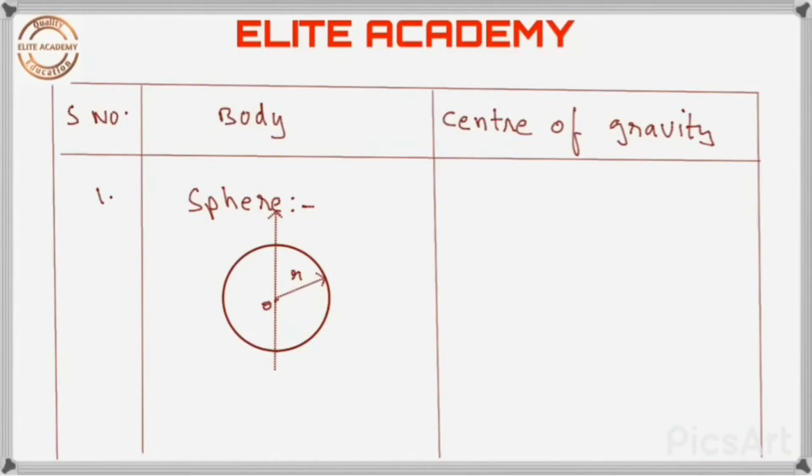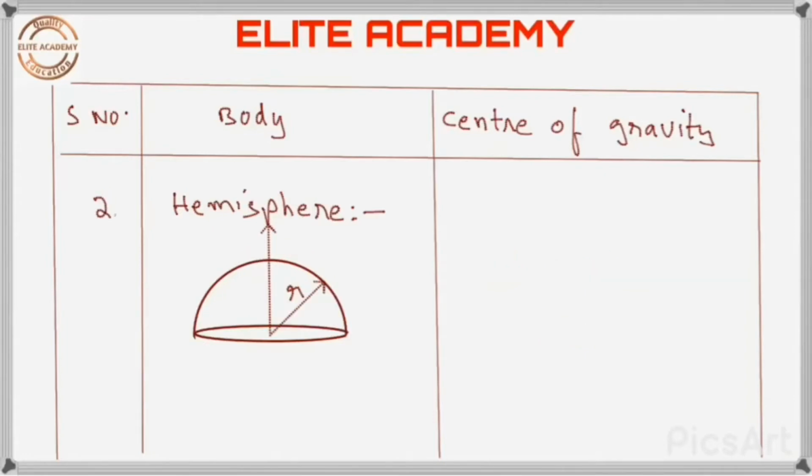Let us find the center of gravity of some solids. This is the sphere of radius r. Its center of gravity lies at its center, that is at origin. This is hemisphere of radius r. Its center of gravity lies at a distance of 3r/8 from the base. It is denoted by g. So from O to G, the height of center of gravity is given by y bar is equal to 3r/8.